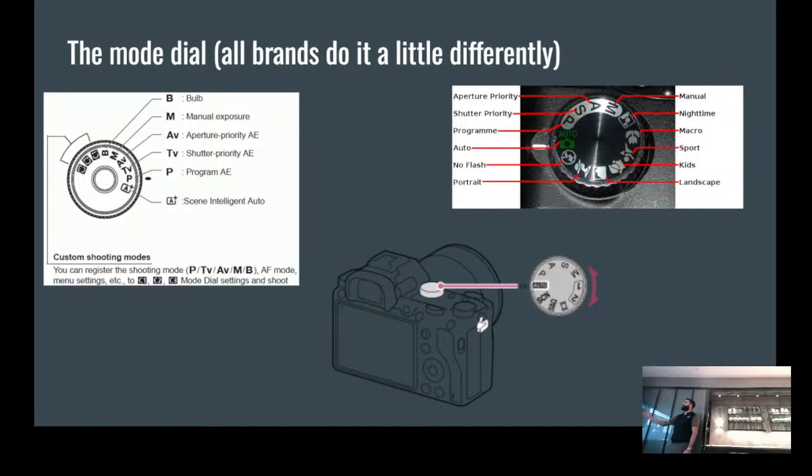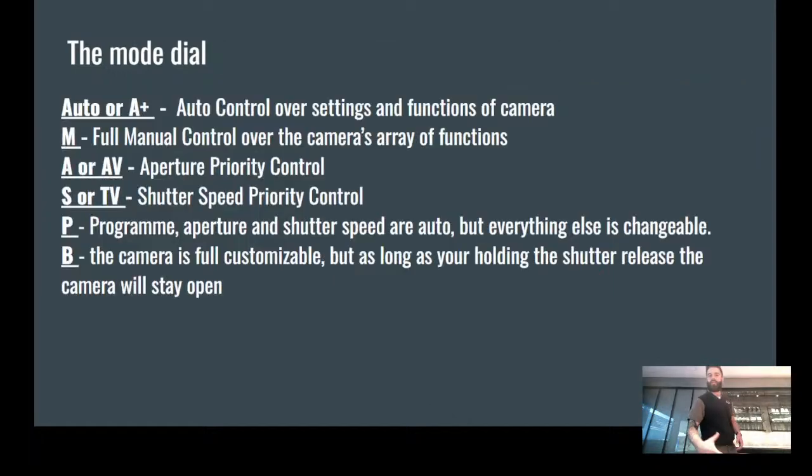But these are the common dials that you'll see nowadays on the cameras, and for the most part, they all have the same letters or buttons on there. It really comes down to you just learning them. And the ones that I would say you need to learn are these ones right here. So auto or A+ on your camera, might even be IA as well too for some of the Panasonic models. That's intelligent auto. That's auto control over settings and functions of the camera. All you do is frame your composition up on your camera, either through the viewfinder or through the screen, and just take your picture.